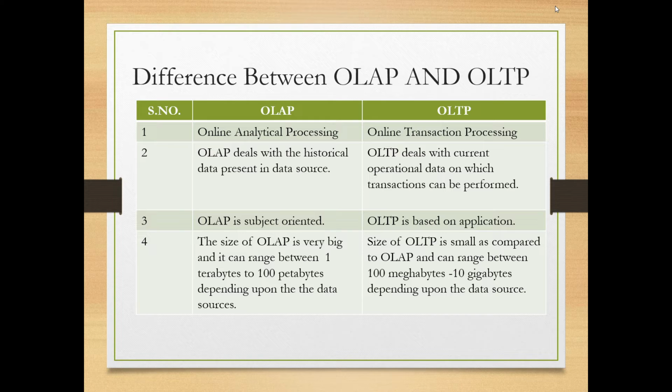The size of OLTP is small as compared to OLAP and can range between 100 MBs to 10 GBs depending upon the data source. OLTP is small होता है as compared to OLAP and it can range from 100 megabytes to 100 gigabytes. Because OLAP is performed on the data warehouse, the data is collected from different sources and then integrated. OLTP वर्क करता है DBMS पे एंड वहाँ पे different डेटा सोर्सेज होते हैं, डेटाबेस होता है.